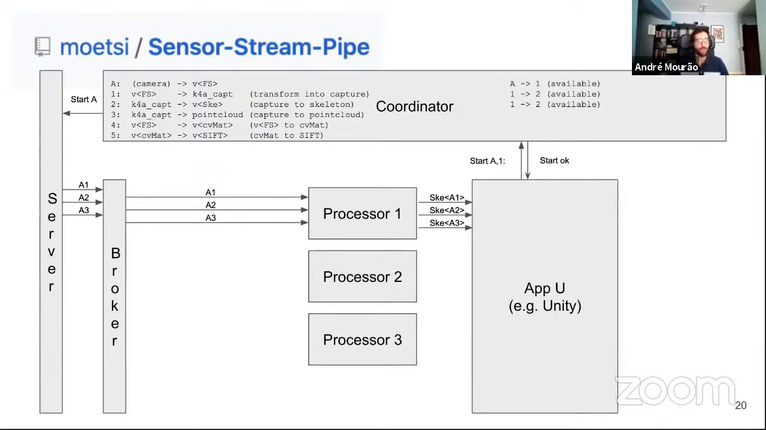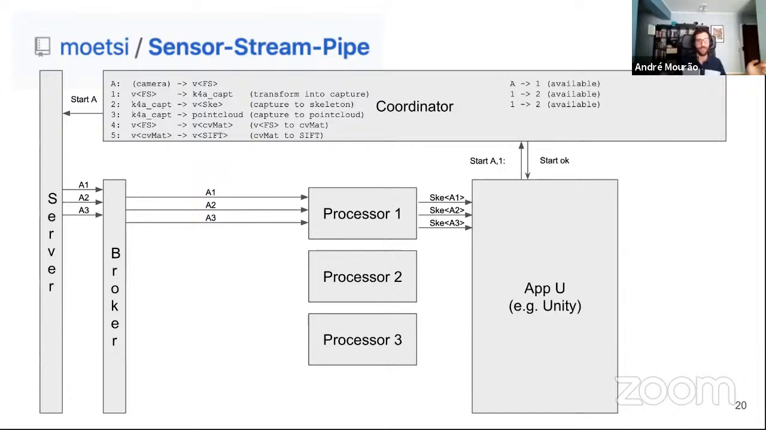For example, if you have an Azure Kinect camera, you can stream the color and depth data. So you'd have the coordinator send a start command to your device. And then the server will just send you the color and depth frames. And the broker will take care of getting these frames into a certain processor that will extract the skeleton tracking data. And this information will be sent to an application in Unity where you don't need to deal with any of this.